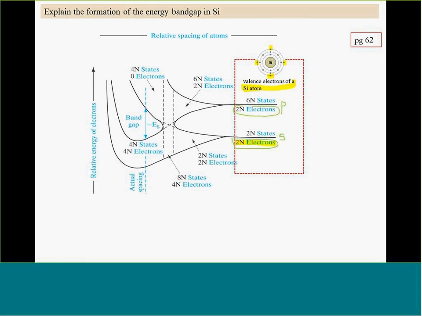But as we bring a single silicon atom towards more atoms, those N S states and the P states, the 2 P states and 2 S states, form a continuous band. There's more here.